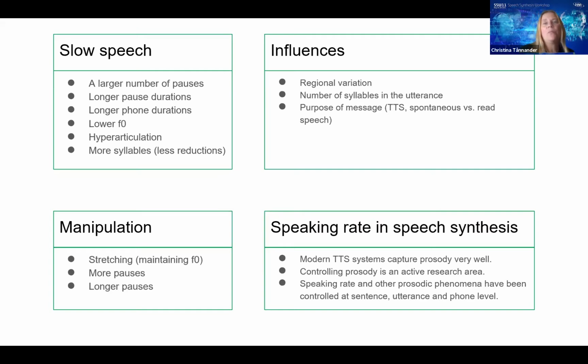Speaking rate can be influenced by regional variation, so that people in one region speak faster or slower than in another region. Also the number of syllables in the utterance, the longer the utterance is, the faster it goes. And also the purpose of the message. If it's a TTS recording, it's typically quite slow. Spontaneous speech is faster than read speech, and so on.